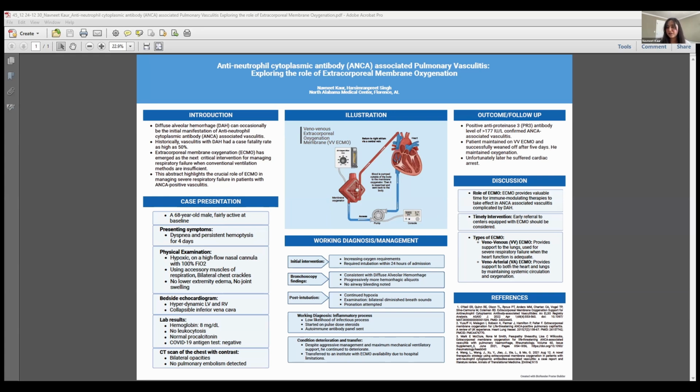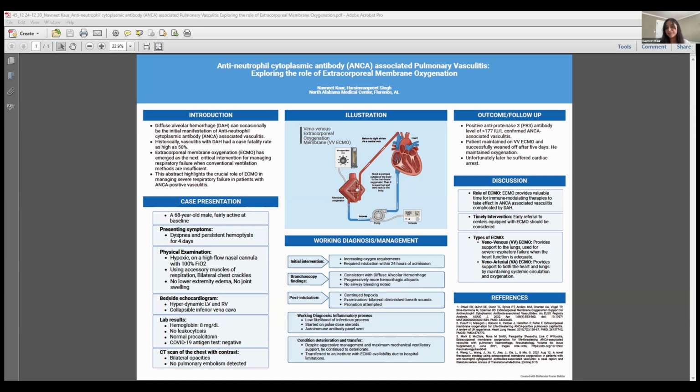Historically, when I looked at the literature, patients like this had a case fatality as high as 50%, and traditionally they were generally managed on mechanical ventilation. Now, ECMO has emerged as the next critical intervention in patients who continue to have respiratory failure despite being on conventional mechanical ventilation. This is an abstract which highlights the role of ECMO in these patients particularly.